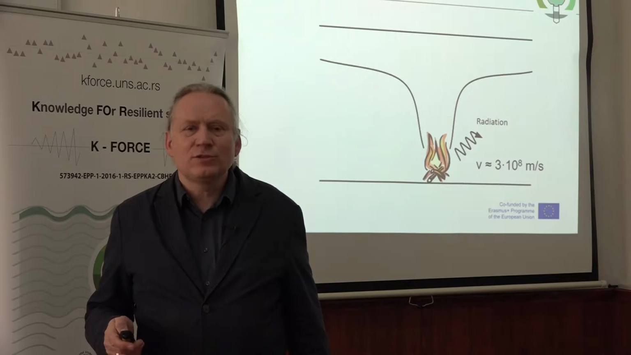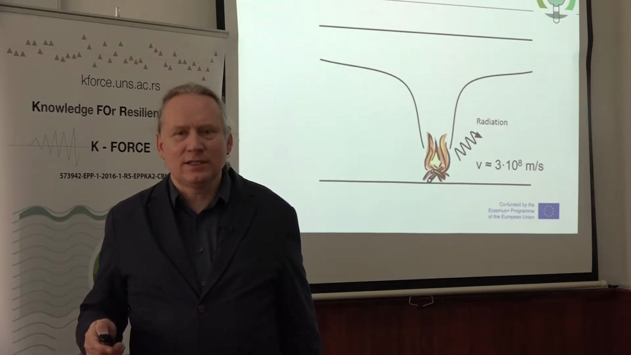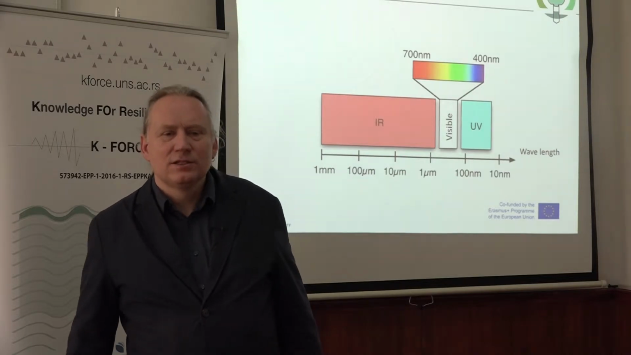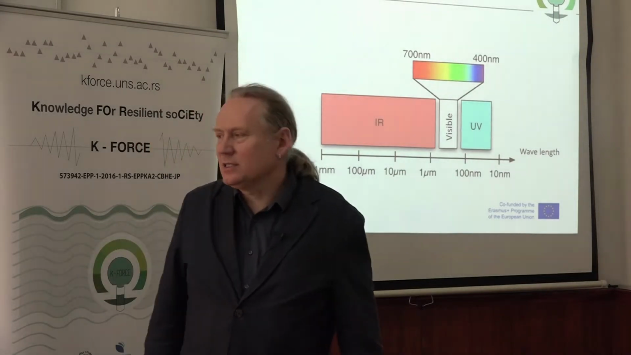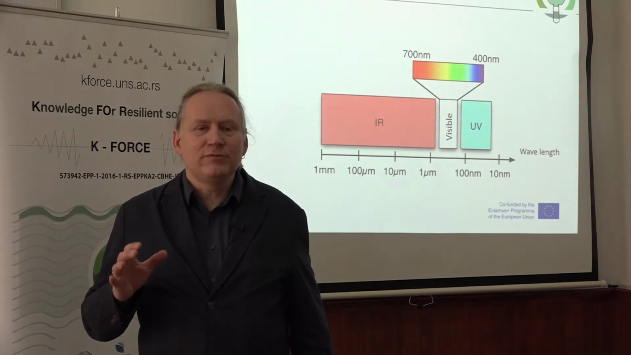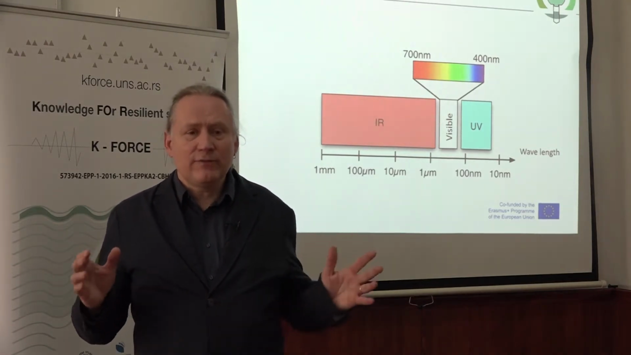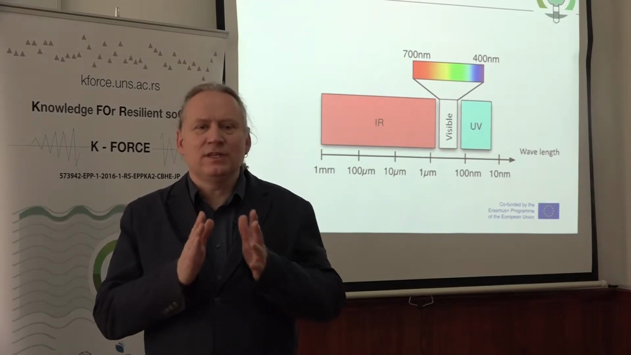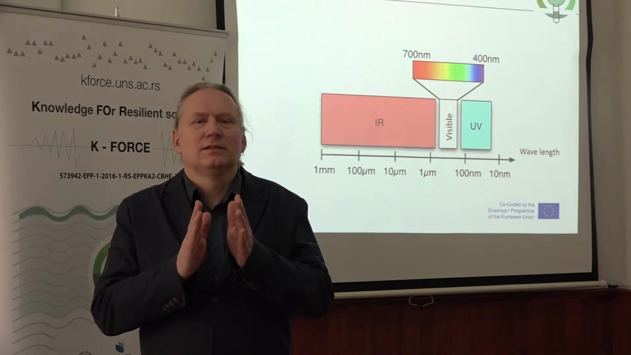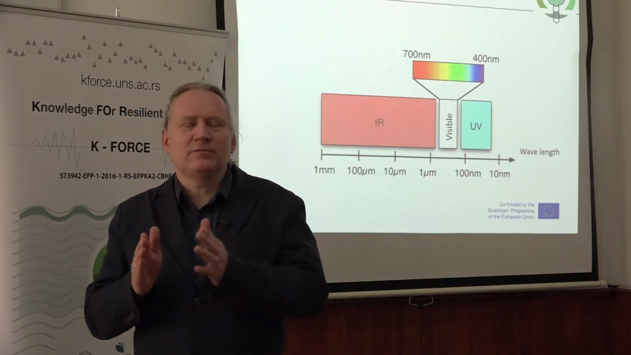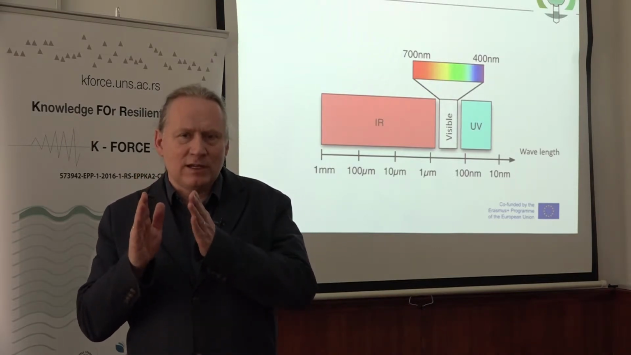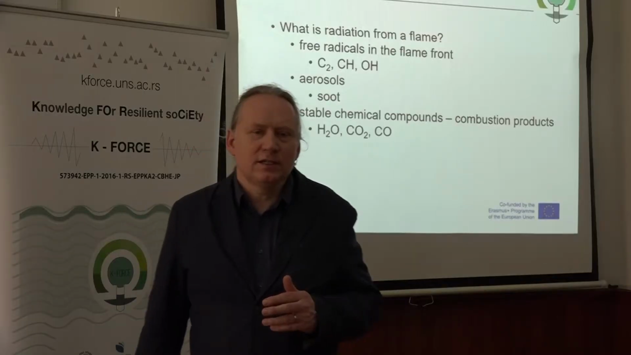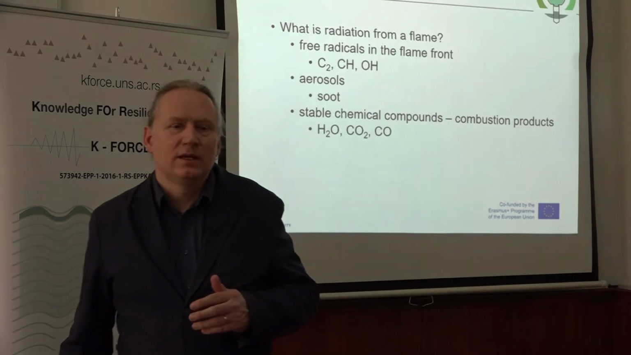The next slide shows you the different radiation bands. So this is illustrated here. For the long wavelength, we have the infrared band. Then we have the visible band, where we can see the light, and then we have the ultraviolet band, which are the short wavelengths. What is radiation from a flame?